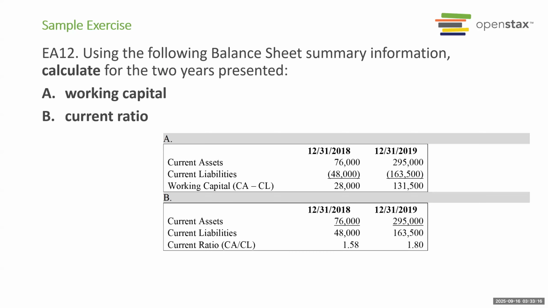Now, looking at the current assets over the current liabilities, you take the $76,000 and divide it by the $48,000 to come up with 1.58 times. And then the following year, you take the $295,000, divide it by $163,500, and you get 1.8. It looks like over time you're getting better at having enough cash to pay your current liabilities.